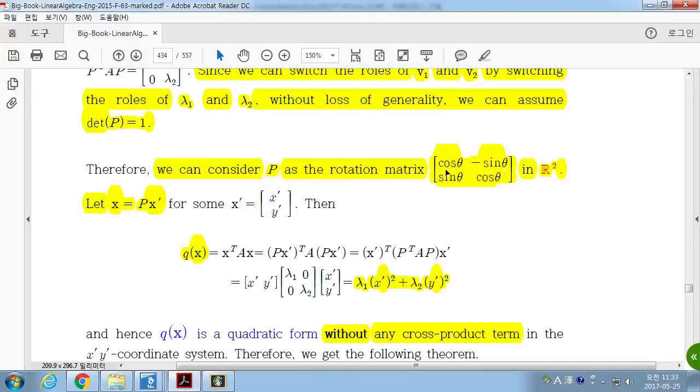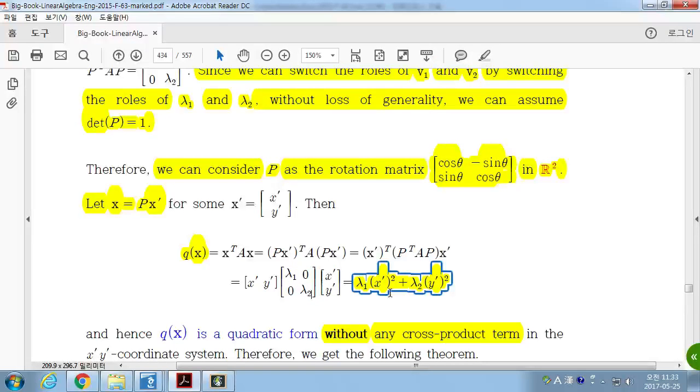So this is a rotation matrix. Let X be equal to Px prime for a new axis X prime. Okay? If X is equal to Px prime for the new axes X prime, Y prime, then Q of X can be written as this. Then X is equal to Px prime, so we can write X prime transpose times P transpose AP times X prime. P transpose AP is a diagonal matrix like this, whose main diagonal entries are the eigenvalues. So this can be written as this.